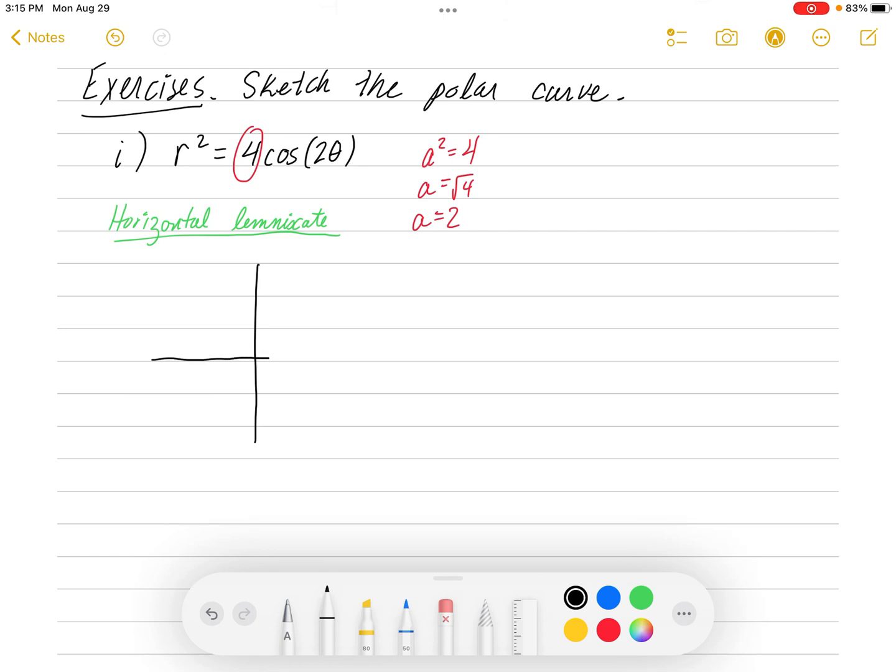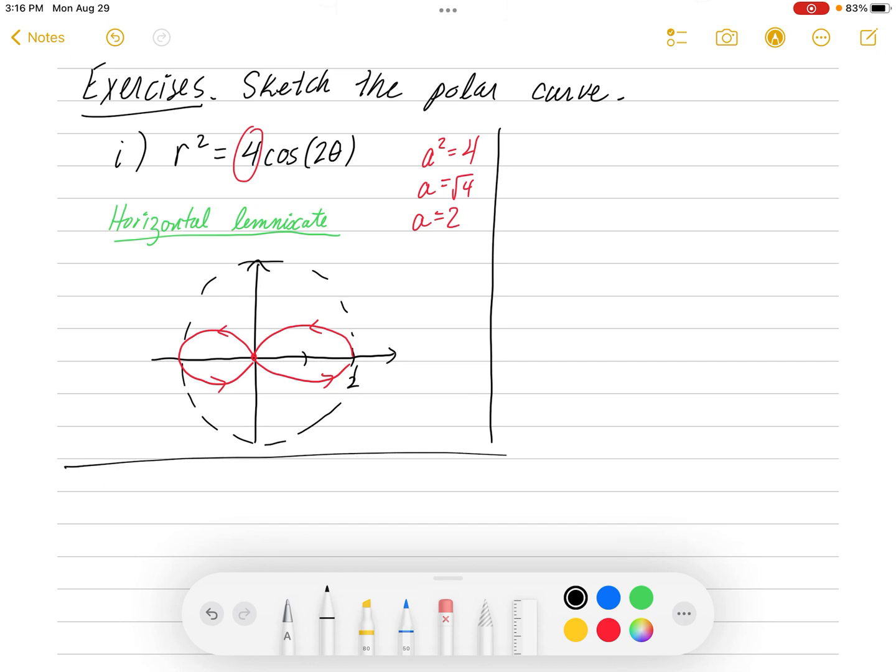To graph this, horizontal and vertical axis. So imagine I go out 2, and imagine I have a circle of radius 2 here. I'm going to inscribe in that circle of radius 2 a lemniscate. It's horizontal, so I'm starting here to the origin, to the far left, and then loop around back to the origin, and then back to where I began. I'm drawing arrows so you can see what path I took. Do you have to draw the arrows? No, but it can be useful for some other stuff we'll do.